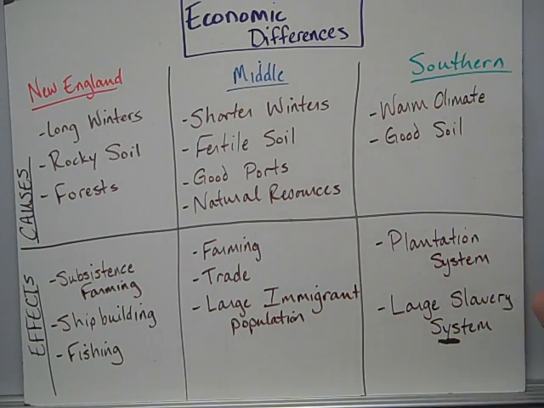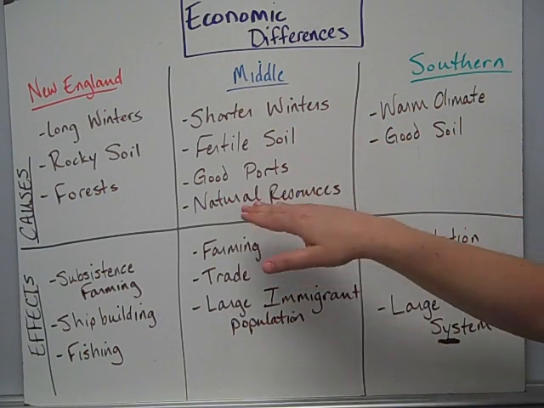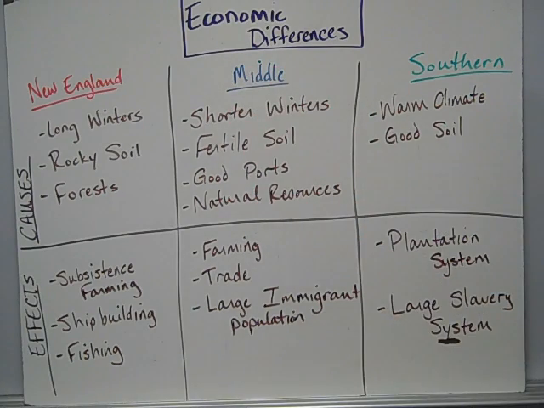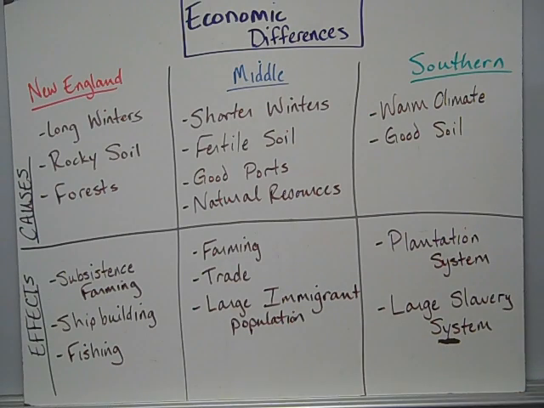In the middle colonies, we have shorter winters, fertile soil, good ports, and natural resources. And so because of that, we have in the middle colonies farming, trade, and a large immigrant population because there's a variety of jobs to be had there. And in the southern colonies, we have a warm climate and great soil, which leads to a plantation system and a large slavery system.